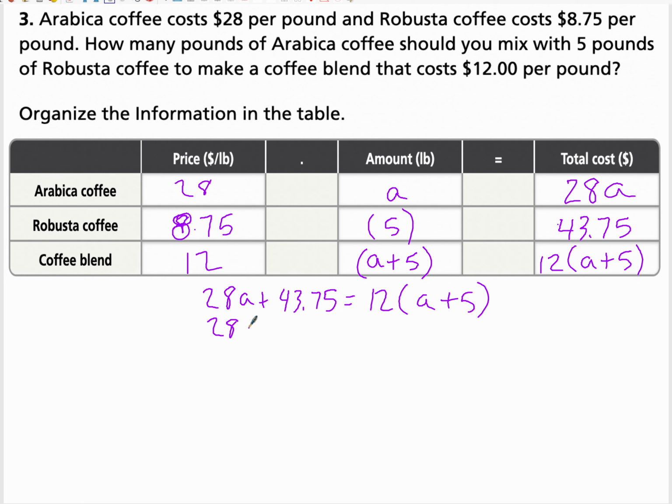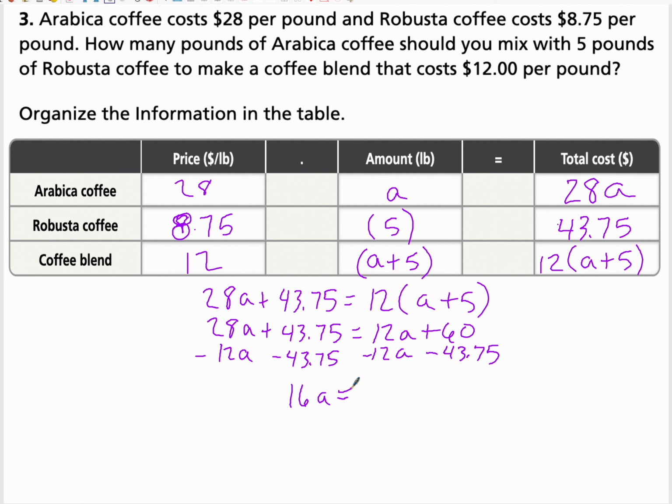Distribute the 12: 28A plus 43.75 equals 12A plus 60. Subtract 12A from both sides. Subtract 43.75. And you get 16A equals 16.25.